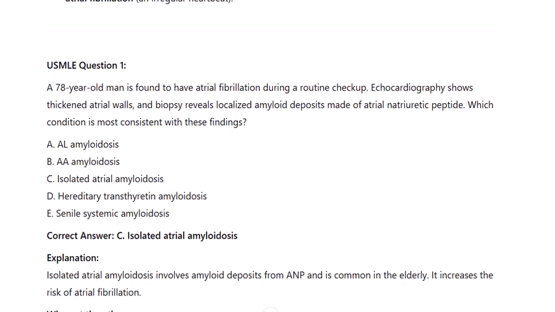A. AL amyloidosis. B. AA amyloidosis. C. Isolated atrial amyloidosis. D. Hereditary transthyretin amyloidosis. E. Senile systemic amyloidosis. Correct answer: C.